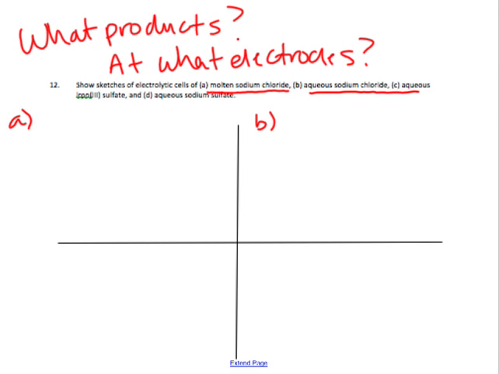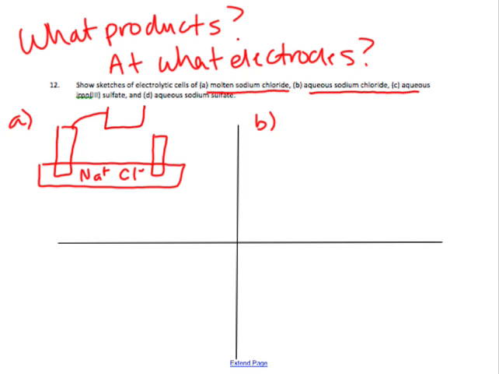So in part A, in our little vat, I'm making the vat really shallow because there's not a lot of room here. All I have floating around are Na plus and Cl minus. That's it. So I'm just going to attach the positive side and the negative side of the battery. The positive then is the anode, where oxidation occurs. The negative then is the cathode, where reduction occurs.